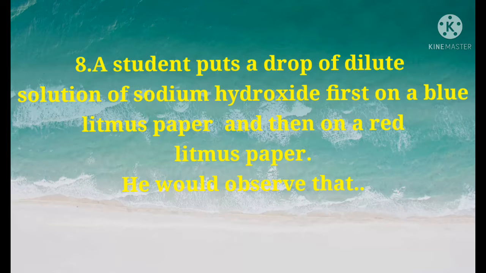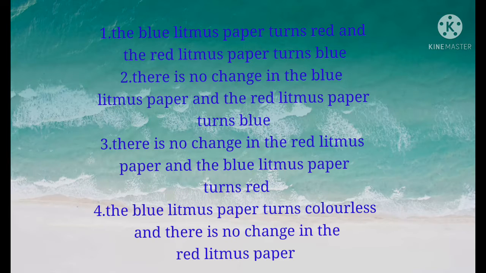A student puts a drop of dilute solution of sodium hydroxide first on a blue litmus paper and then on a red litmus paper. He would observe that number 1, the blue litmus paper turns red and the red litmus paper turns blue. Number 2, there is no change in the blue litmus paper and the red litmus paper turns blue. Number 3, there is no change in the red litmus paper and the blue litmus paper turns red. Number 4, the blue litmus paper turns colorless and there is no change in the red litmus paper.